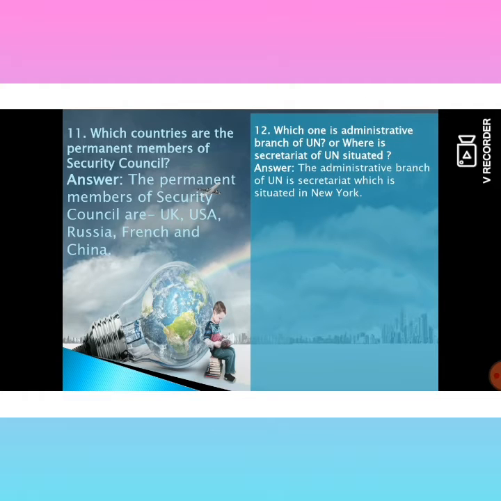Which one is administrative branches of UN? UN administrative branches. Or where is Secretariat of UN situated? The administrative branch of UN is Secretariat, which is situated in New York City of USA.